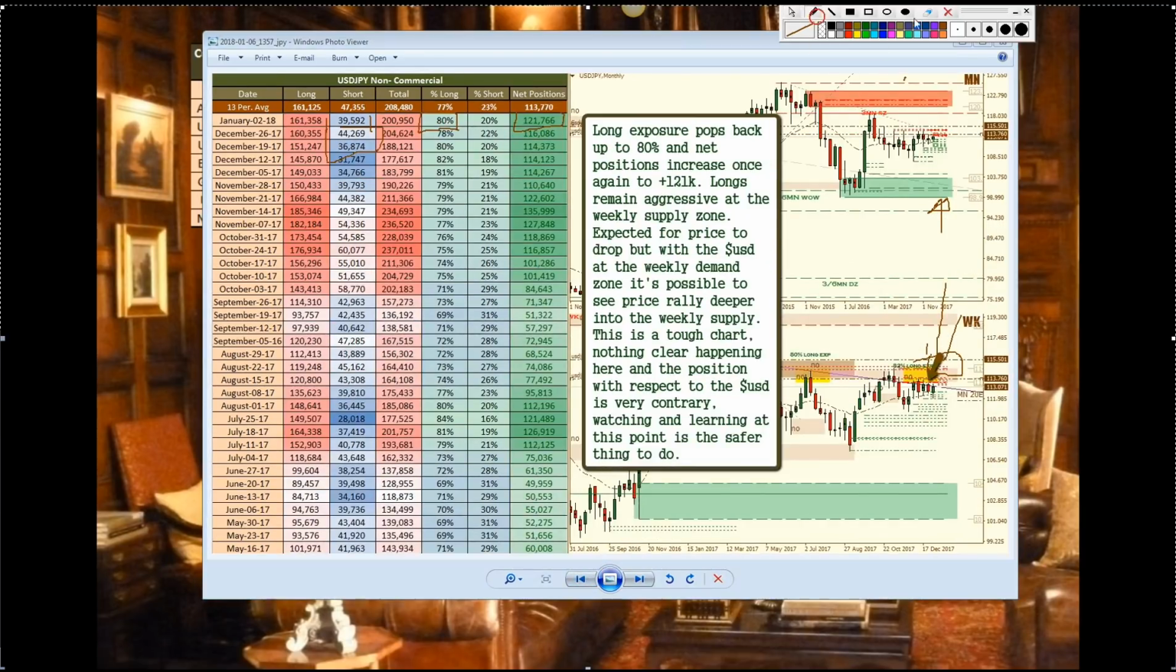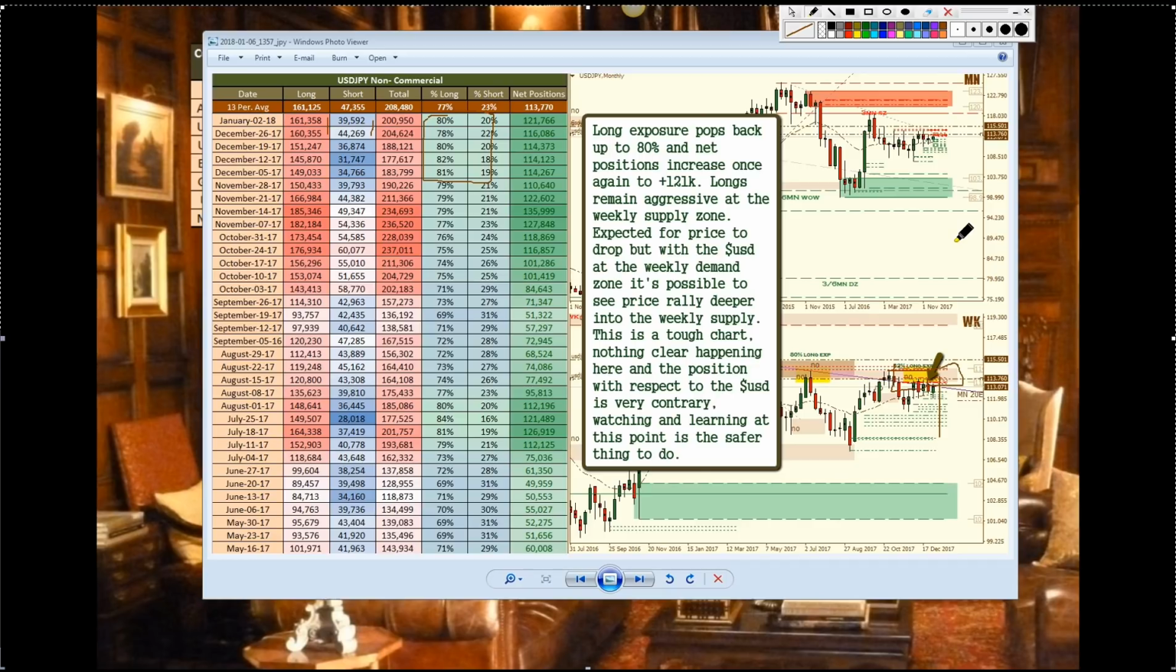All right, so let's take a look at the US dollar Japanese yen. We see longs still remaining aggressive, 161,000. Shorts being closed off as price drops, but we're still at these highs, you know, 81-82%. And I'm still expecting a move to the downside from this weekly area of supply. So I believe that's going to happen when the US dollar finally breaks through that weekly area of demand and we see a push lower.